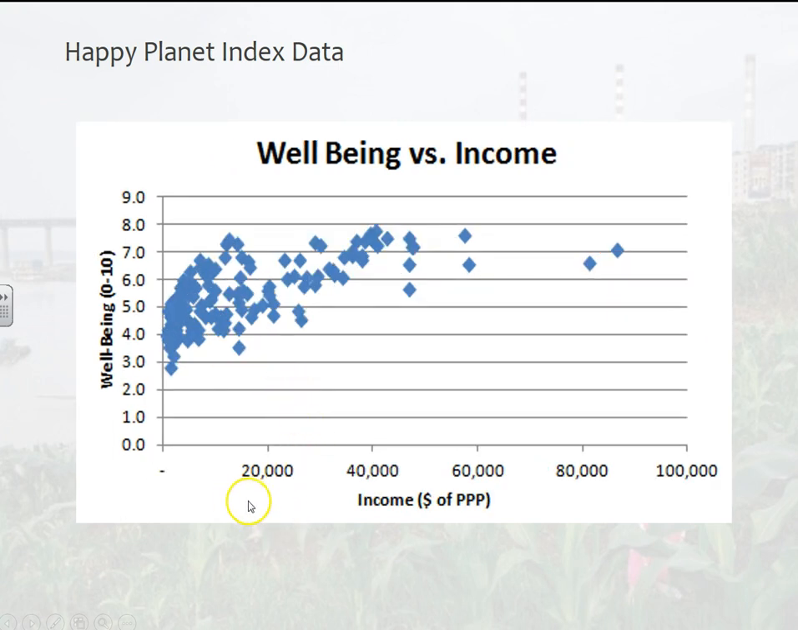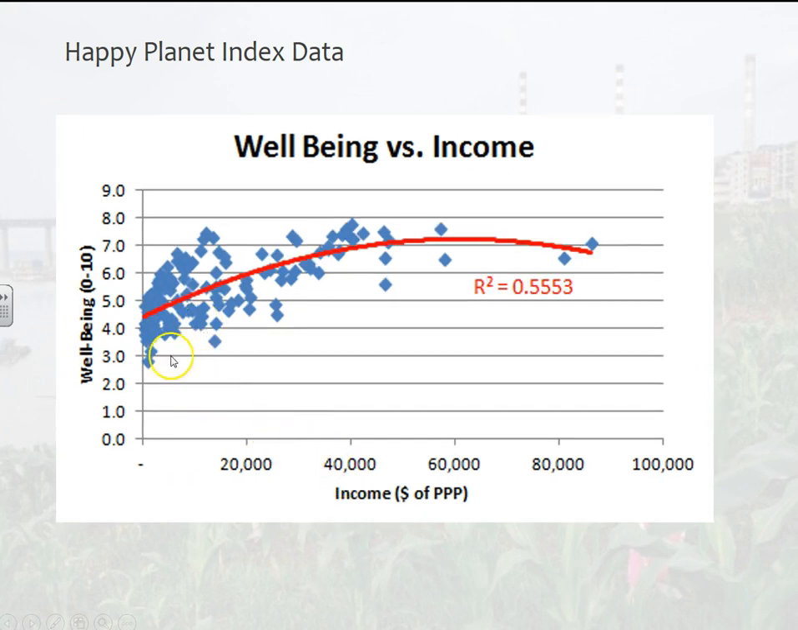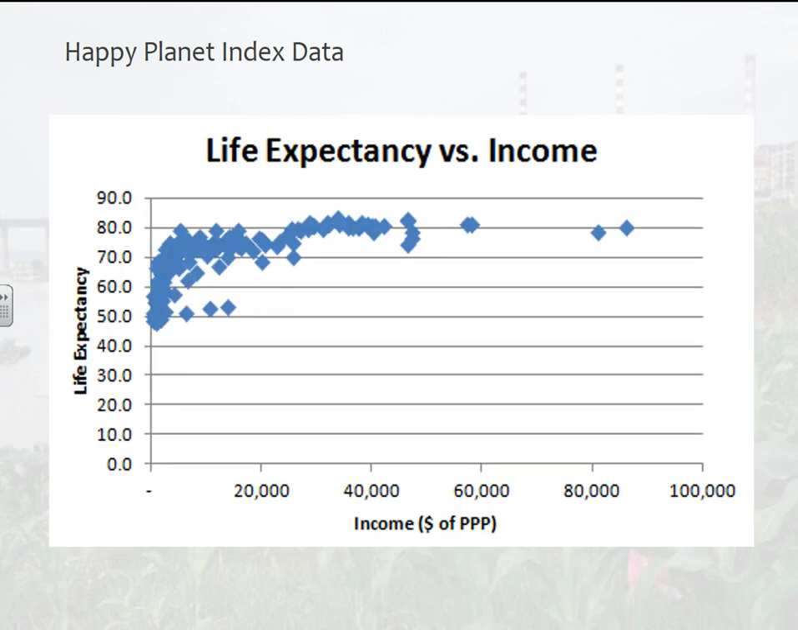Here's well-being versus income. Does more income mean more happiness? Sort of. At a low level, kind of like what we looked at before with energy use, it looks like more money is going to mean more well-being, but past this point, it looks like more money might even mean less well-being. Also, you can have pretty low income and pretty high well-being. Take all this with a grain of salt. These are all average numbers for entire countries, so it's not perfect, but it does give you some indication.